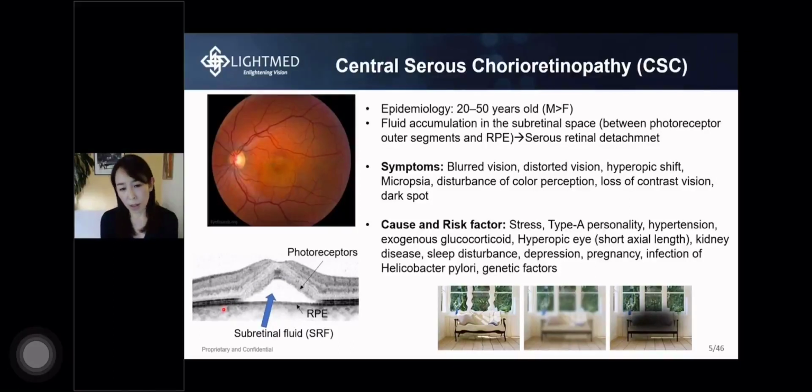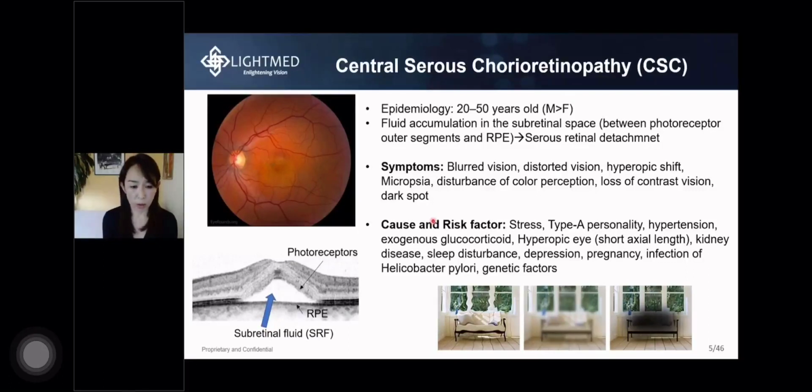How patients see is different. Some patients say they just don't see very well, for example blurred vision or distorted, like wavy, or hyperopic vision, which means your glasses don't fit anymore, or micropsia, which means everything looks smaller, or disturbance of color perception, or loss of contrast, or sometimes a dark spot. Some patients say dark, some patients say very bright. So there are different symptoms.